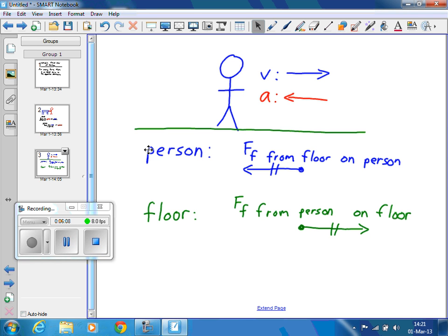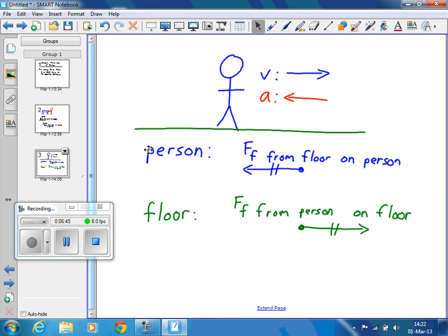Now, I have not labeled all the forces on the person. There's also gravity force, normal force, maybe air resistance, maybe other things are acting on this person. I have not labeled all the forces on the floor. But what we're trying to do here is just find the Newton's third law pairs. And what we've done is we know that there must be a force slowing this person down, a force pushing the person to the left in order to cause that acceleration. So we guessed that that force was friction force from the floor on the person, acting to the left. Which means that by Newton's third law, there must also be a friction force from the person on the floor.